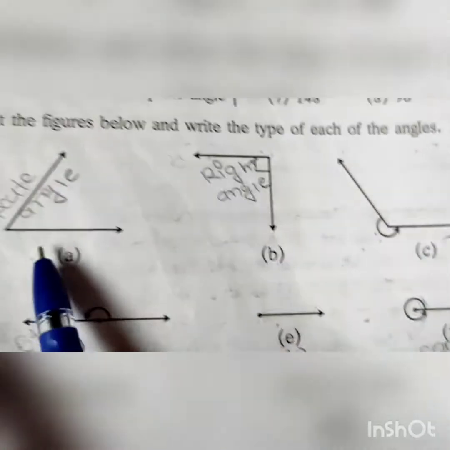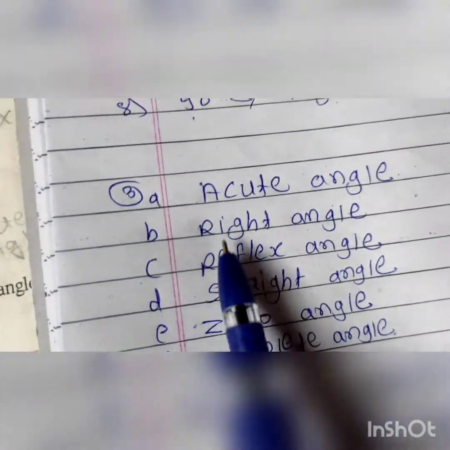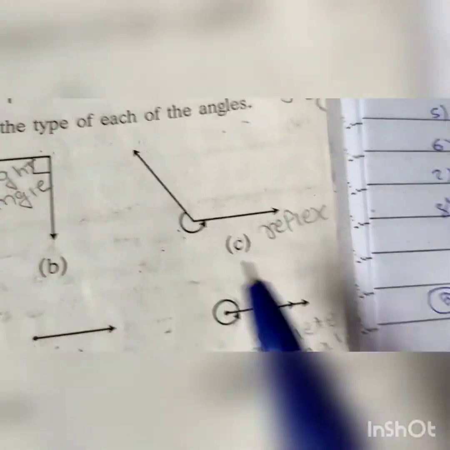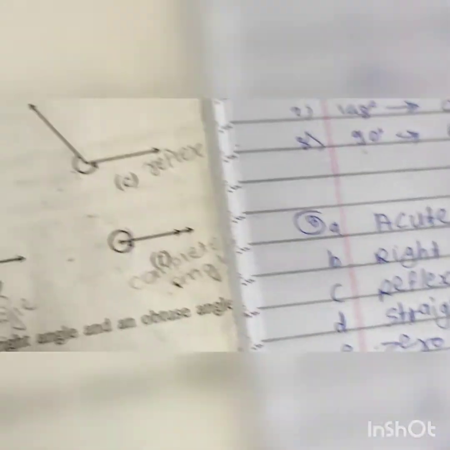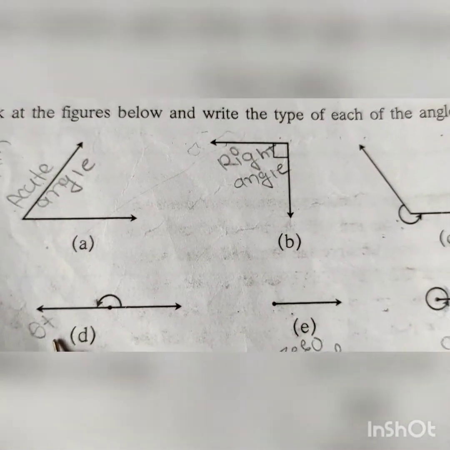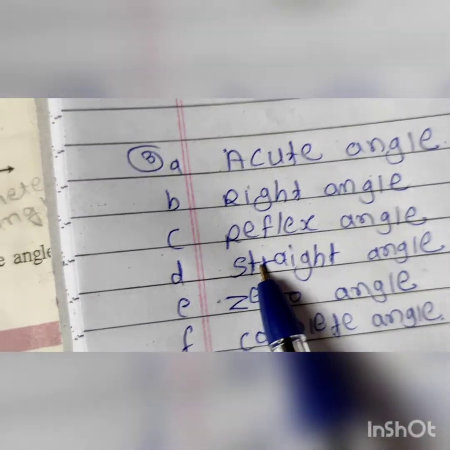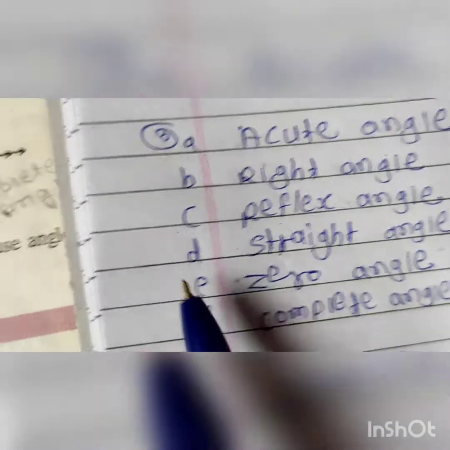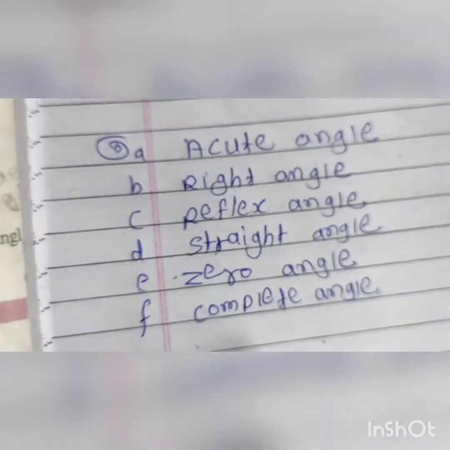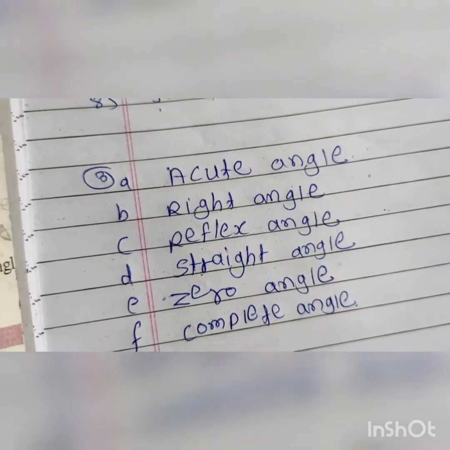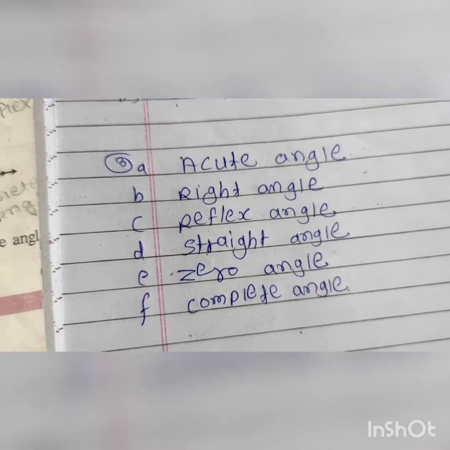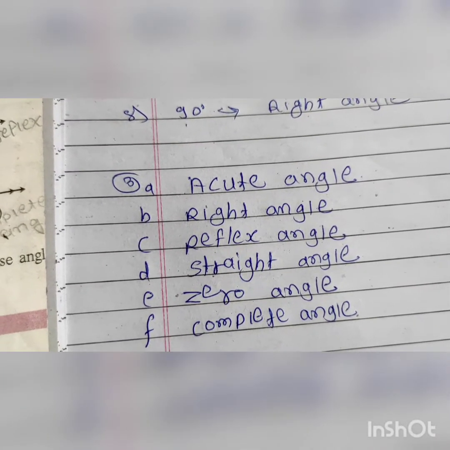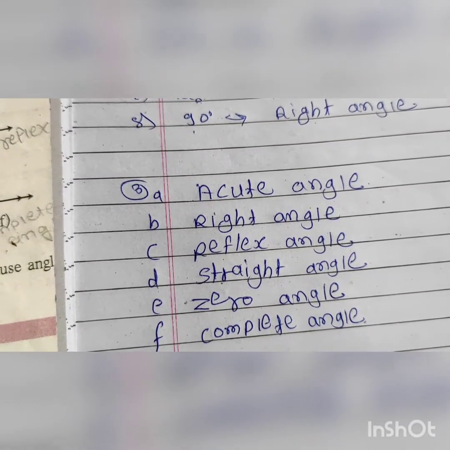Okay, this is A figure is acute angle, B figure is right angle, C figure is reflex angle, D figure is straight angle, E figure is 0 angle, and F figure is complete angle. Like this, you can solve the other questions of practice set 2.